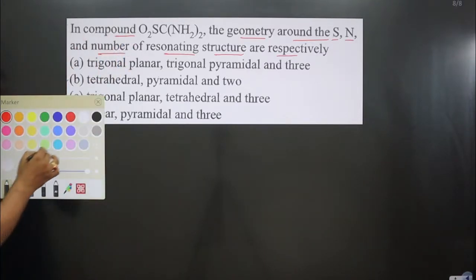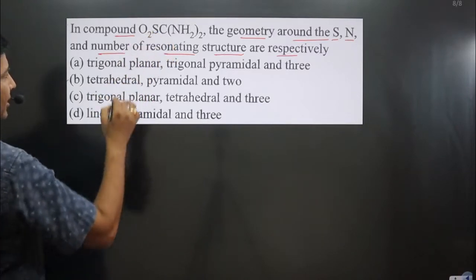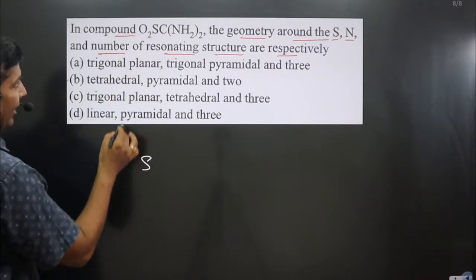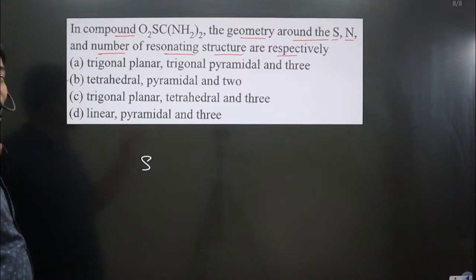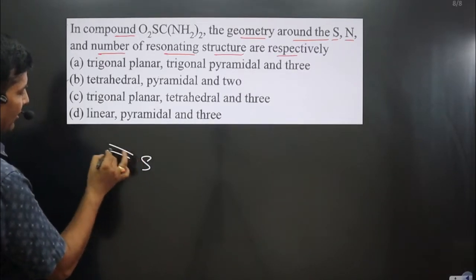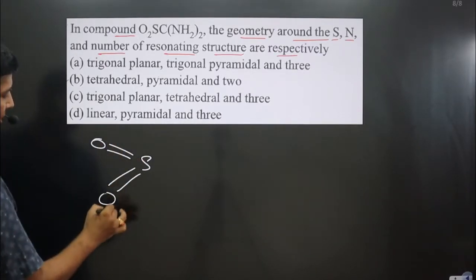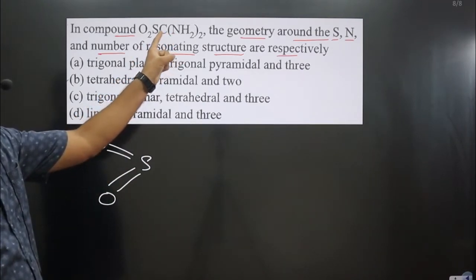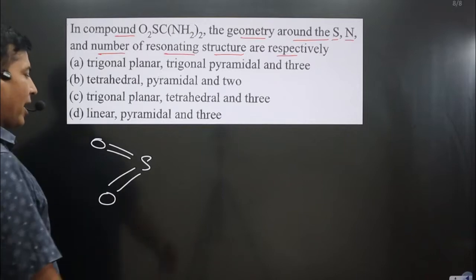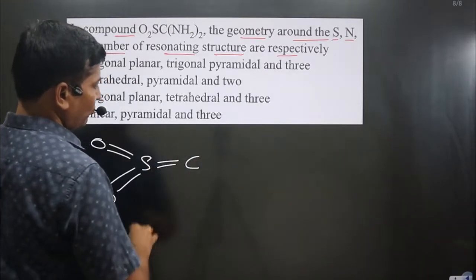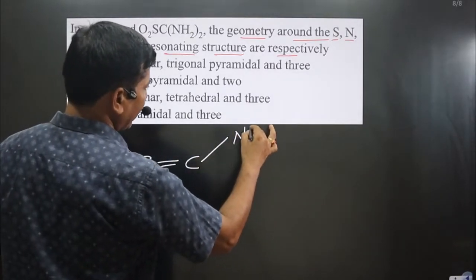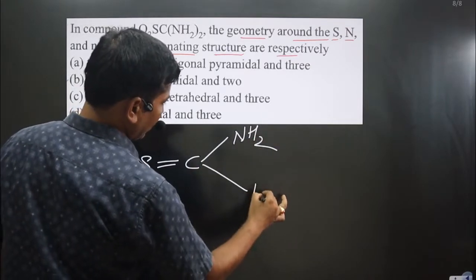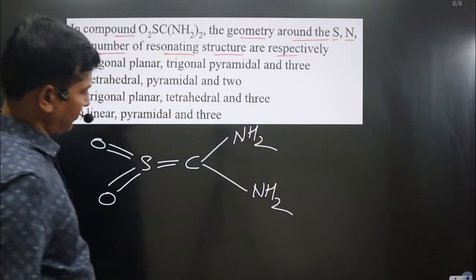Sulfur is the central element, and it can form how many bonds? 6 bonds, because it has 6 valence electrons. One oxygen is attached here, another oxygen is attached here. Now you can see two NH2 groups are attached to carbon, and carbon can form how many bonds? 4 bonds. So one NH2 is attached over here and another NH2 is attached over here. This is the structure we have.